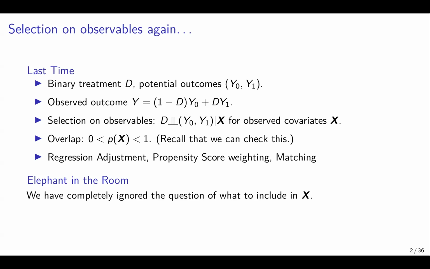And in this context, there are a number of different ways that we can carry out meaningful causal inference using observational data. We talked about regression adjustment. We talked about propensity score weighting. We didn't talk about matching, but that's an alternative.